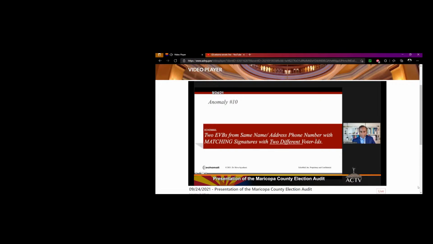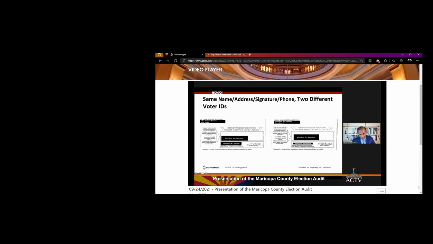And then finally, this is an interesting anomaly where we have two EVBs where people have the same name, address, and phone number with matching signatures, but two different voter IDs, okay? So had to redact this, but imagine if you could see this, there's a person's name here and address, which is the same as the name and address here. Very similar matching signatures, same phone numbers, but they have two different voter IDs. So let me repeat again, two different voter IDs, same name, matching signatures, as if you looked at them visually, same phone numbers. And another example here.